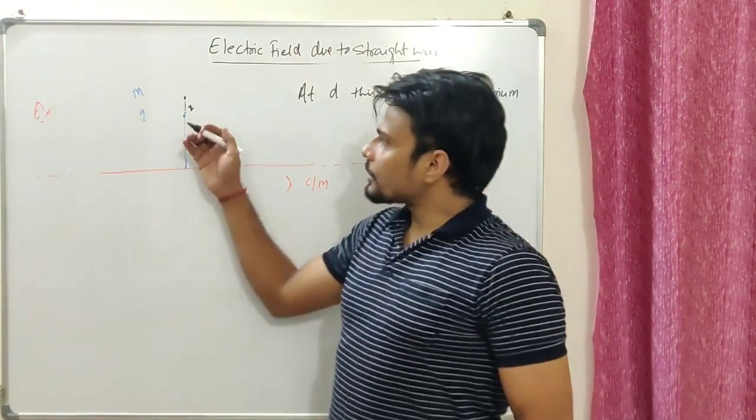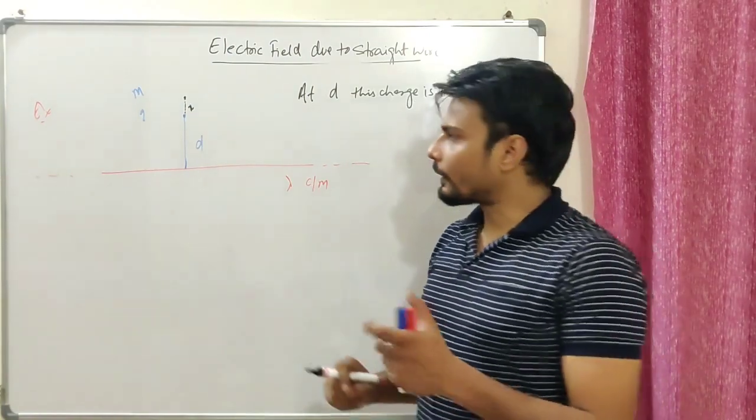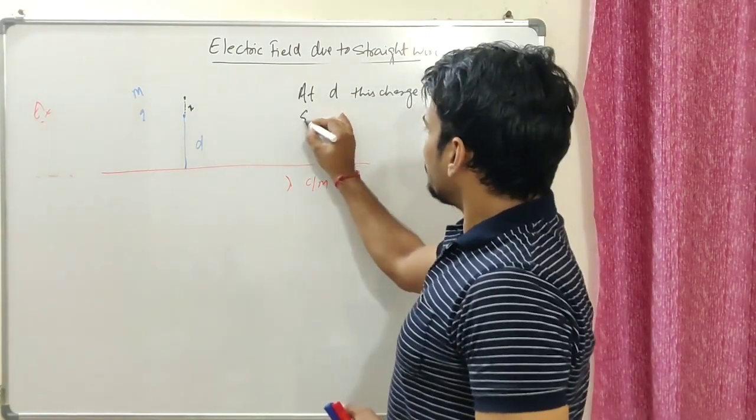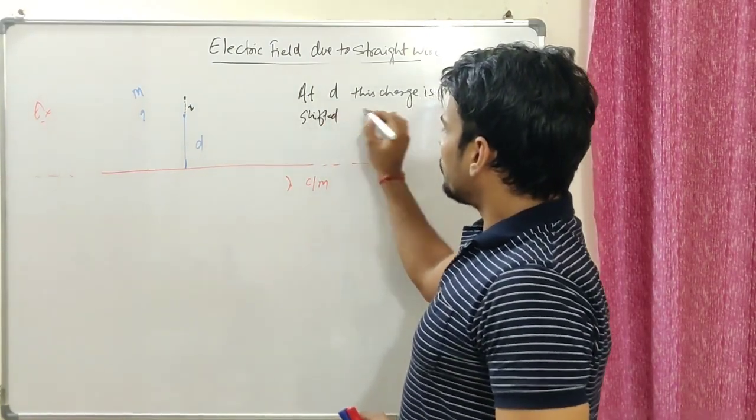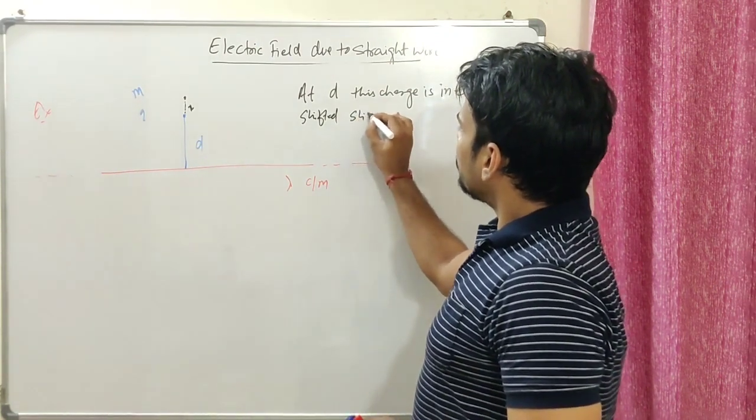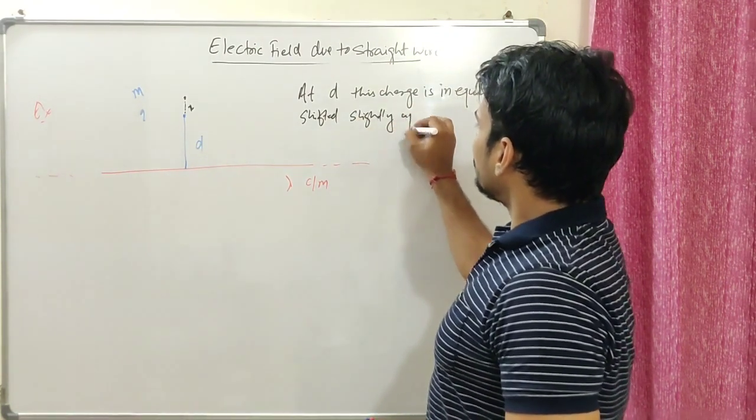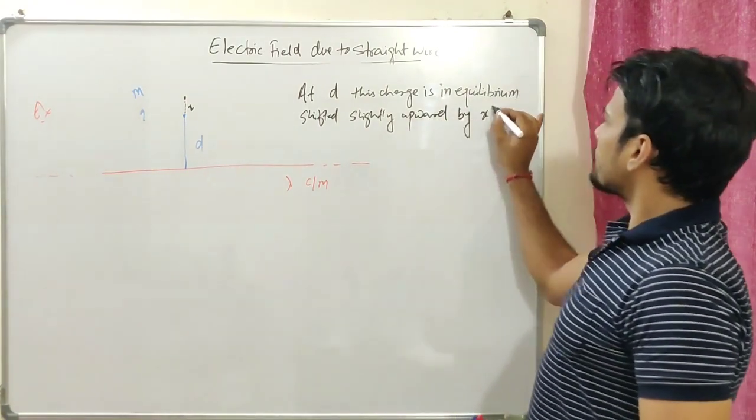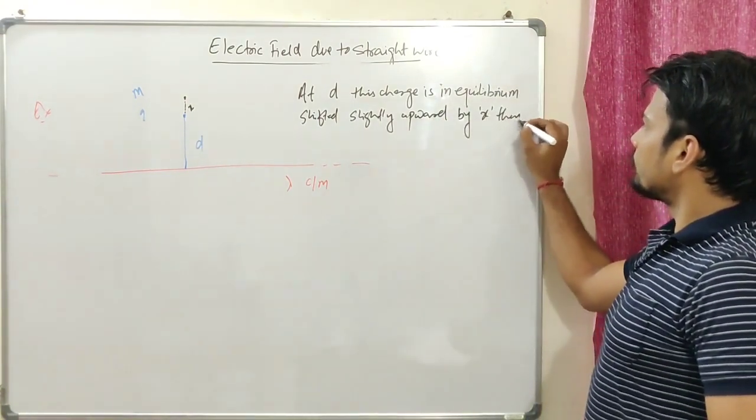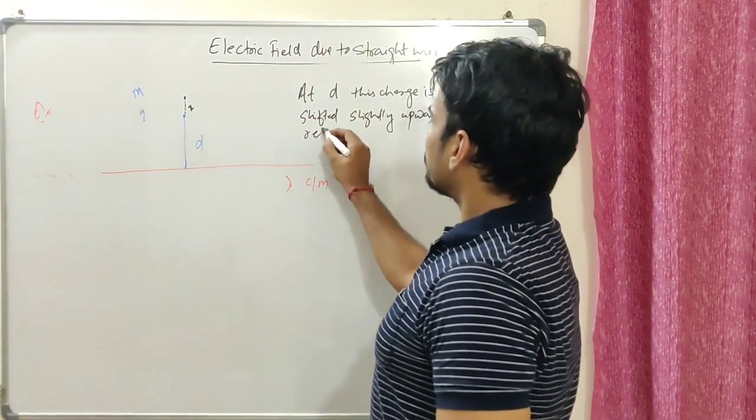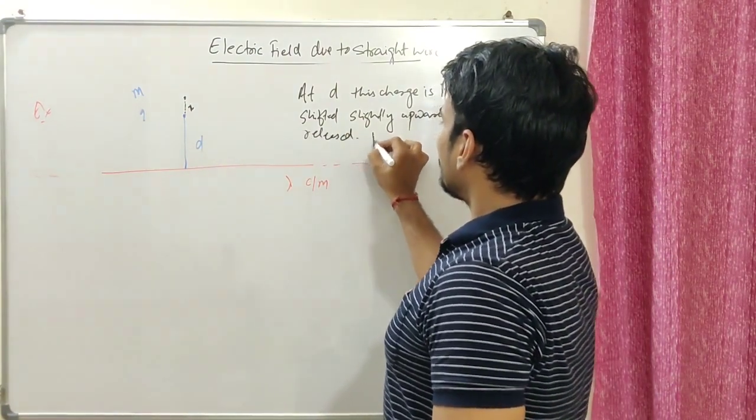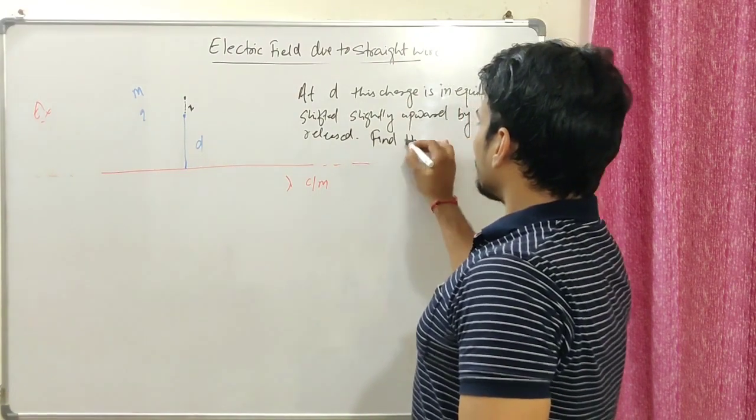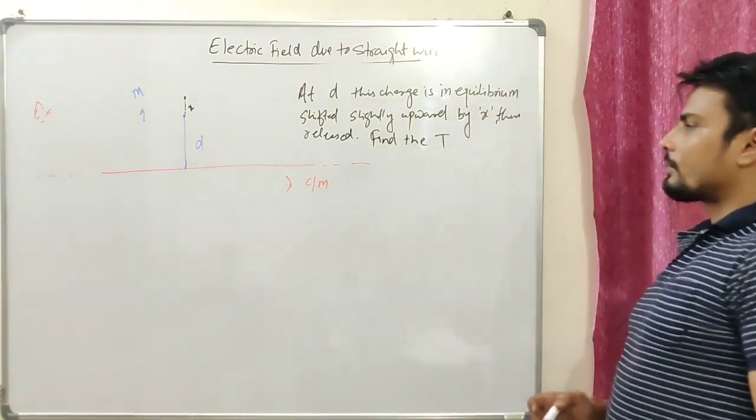Now if I shift it slightly, that's what has to be mentioned very clearly, shifted slightly upward by a distance, let's say x, and then released, find the time period of the oscillation.